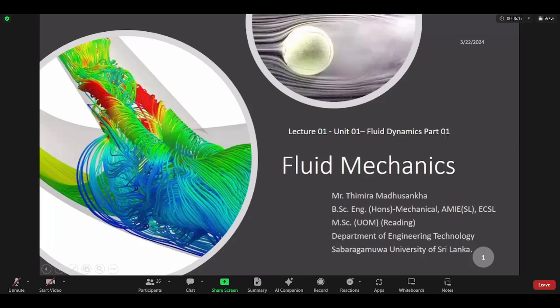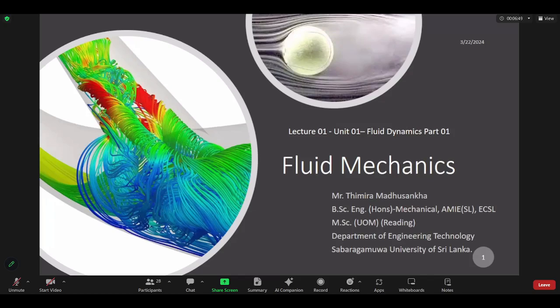I am Timira Madhusankar, a mechanical engineer, and now I am working at Sabaragamuwa University as an assistant lecturer. Nowadays I am also doing my higher studies at the University of Moratuwa regarding industrial automation. In this lecture series we will discuss fluid mechanics.